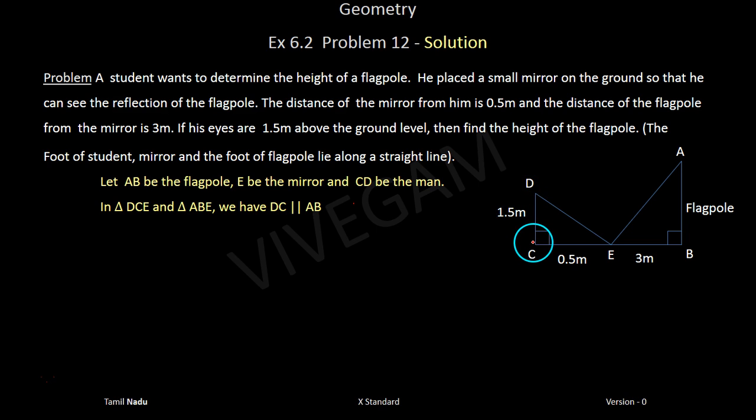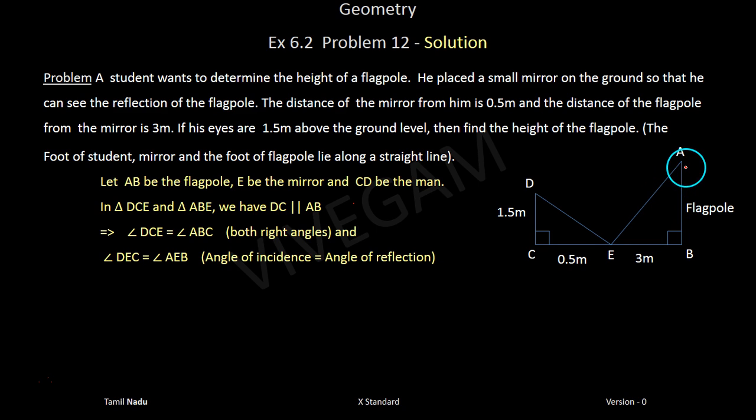Now we know this side is parallel to this side. Both are vertical to the ground level. This is the ground level, that is BC is the ground level. So these are perpendicular to the ground, which means angle DCE will be equal to angle ABC. They are right angles.